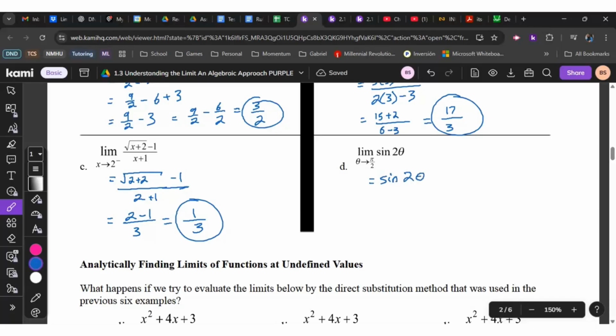So sine of 2 pi over 2. What happens to those 2's? They cancel. So I'm going to get the sine of pi.